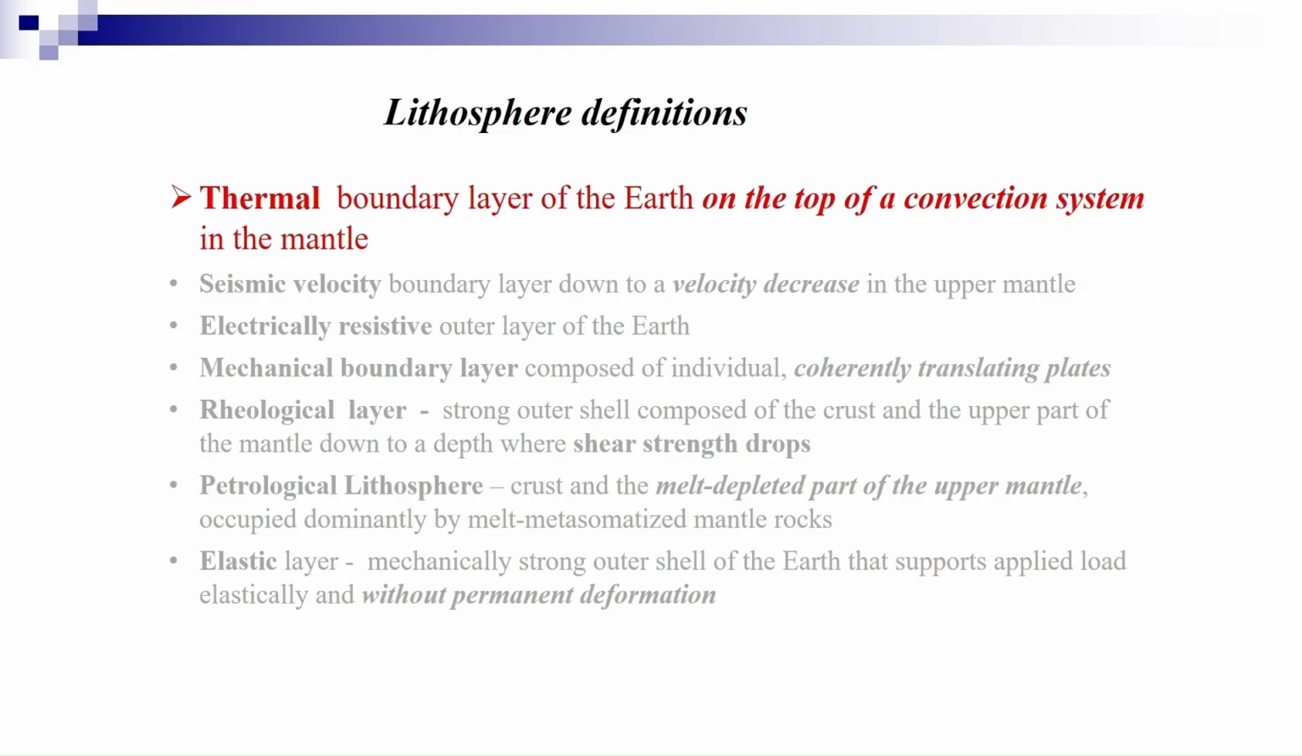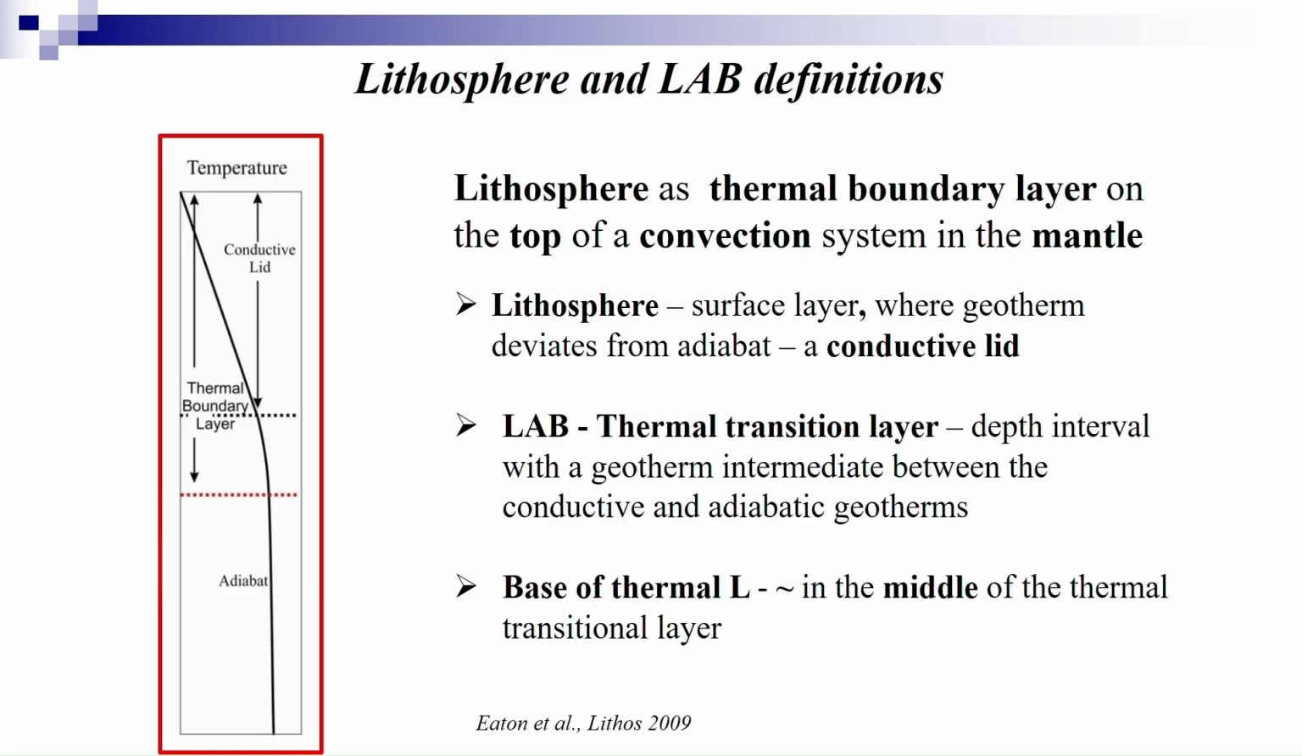The thermal definition presents the lithosphere as the thermal boundary layer of the Earth on the top of the convection system in the mantle. Thus, the lithosphere represents a surface layer where its geotherm deviates from the adiabat in the mantle below and is considered to be a conductive lid of the Earth.